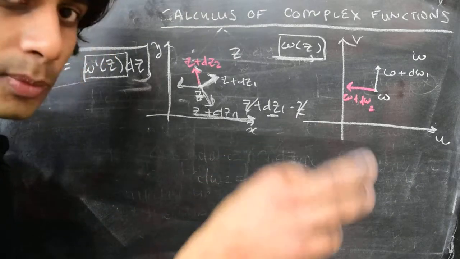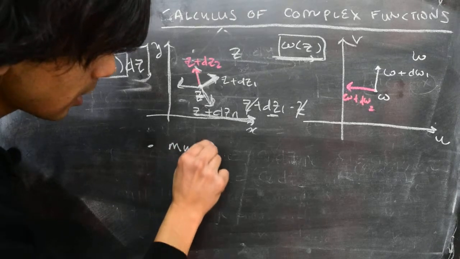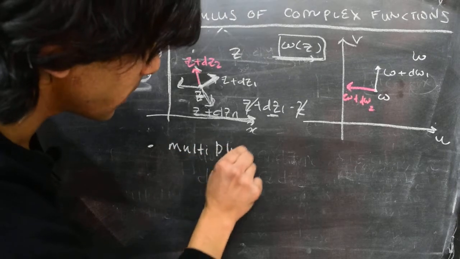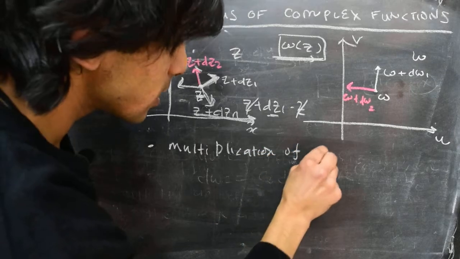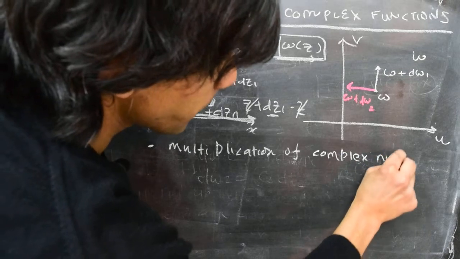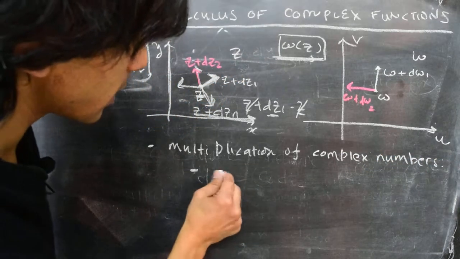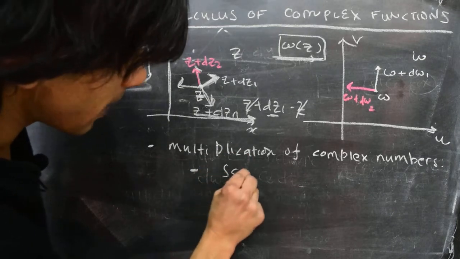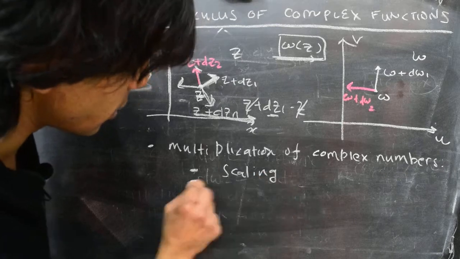discussed in a previous video, and I'll put a link to the previous video, that multiplication involves two steps. Multiplication of two complex numbers geometrically implies two things. There is a kind of a scaling, which could be a magnification, enlargement, or a contraction. There is a scaling and there is a rotation.